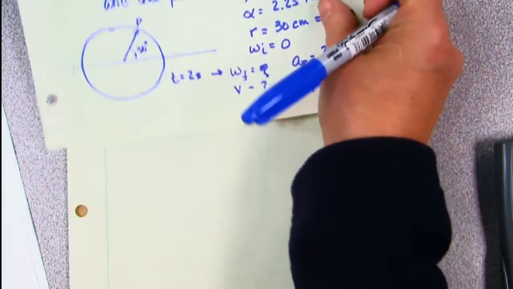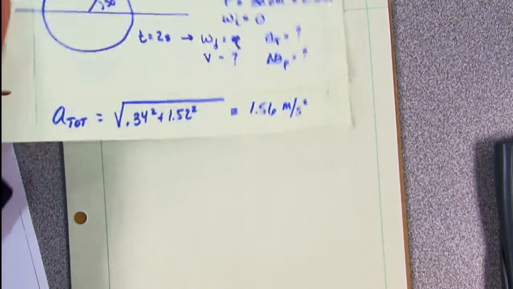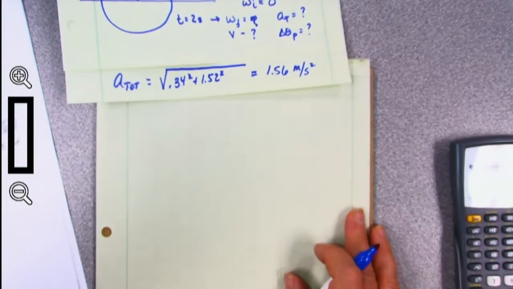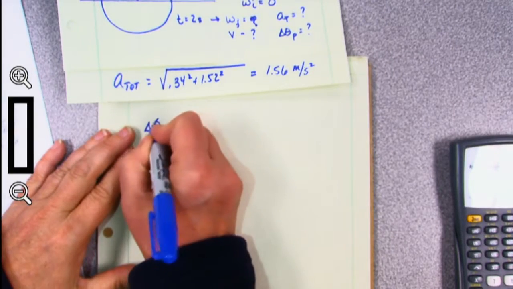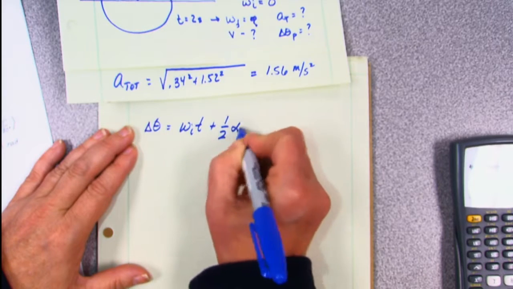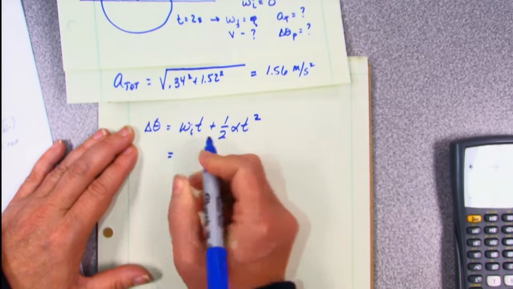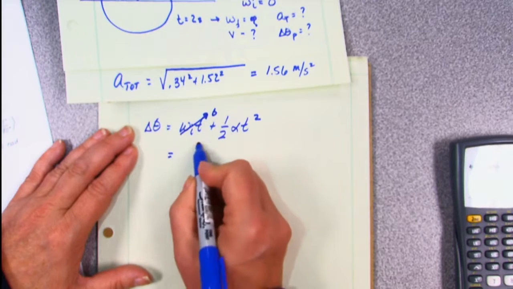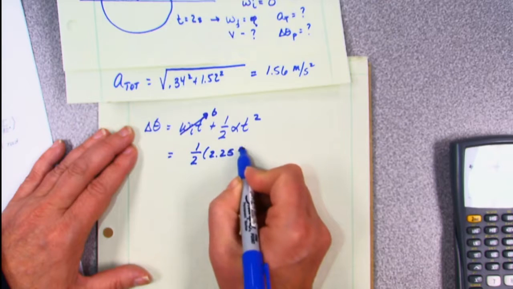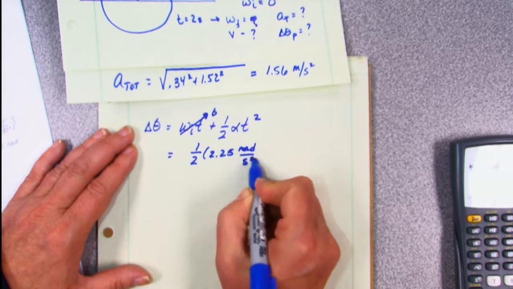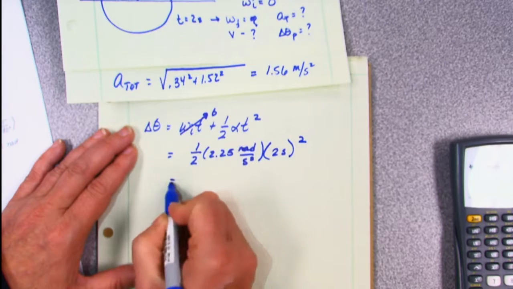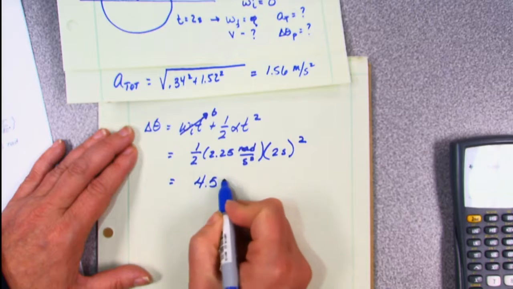We also want to find our change in angle. Change in angle is equal to omega initial times time plus 1/2 alpha t squared. That was 0, so it's going to be 1/2 times 2.25 radians per second squared times 2 seconds squared, which gives me 4.5 radians.